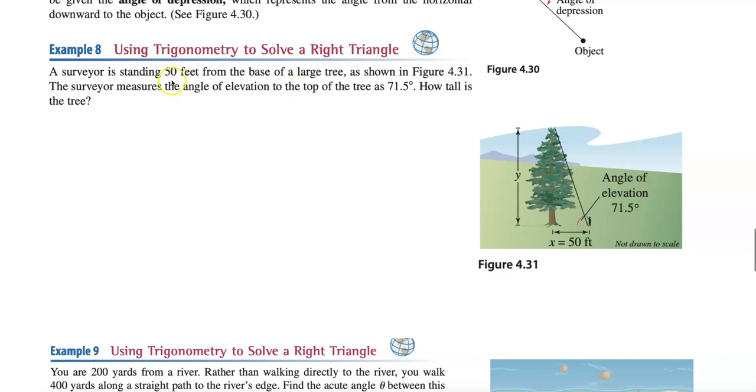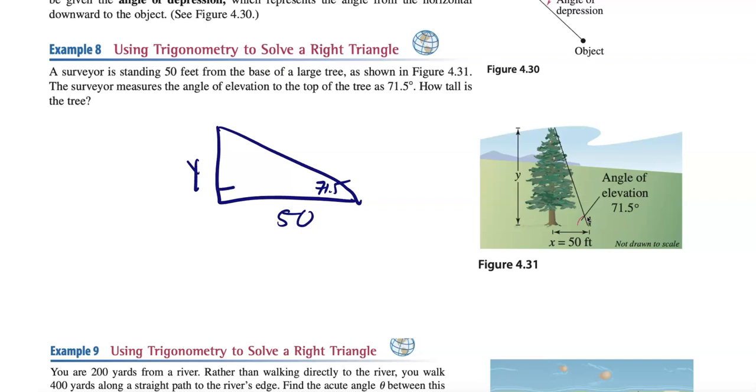And this is a problem. Standing 50 feet away from the base of a large tree, as shown in this picture here, find the measure of the height. Basically, we just got to find y, right? If you look at it, it's really just a triangle. This is 50. This is 71.5, the angle of elevation from the ground. So that's my horizon, my ground, and then you go up 71.5. A tree grows at a right angle, so it's a right triangle, and all this is SOHCAHTOA.